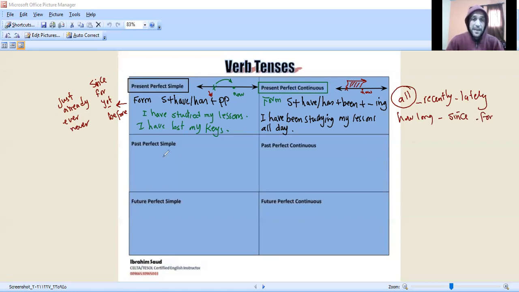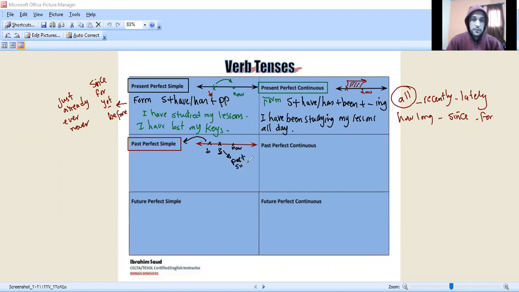Now let's move to the past perfect simple. And this is when we have two actions in the past. Look at this timeline to understand. This is now, and we have two actions in the past. This is action number one, and this is action number two. Action number one is in the past perfect simple. Action number two is in the past simple.